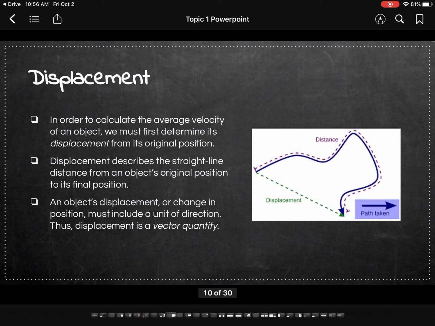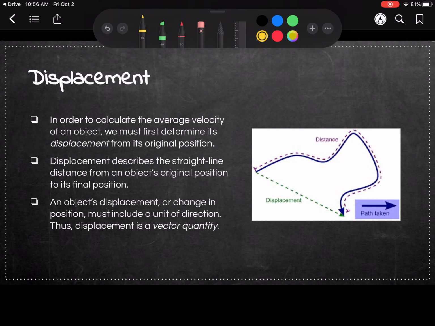As far as displacement, displacement is a little bit different than distance. Distance is how far you went from where you started. Displacement, on the other hand, is how far you end up from your original location. So my example I always tell people is that I leave my house in the morning. I go to school, so this is my house, and this is the school. And then at the end of the day, I go back to my house.